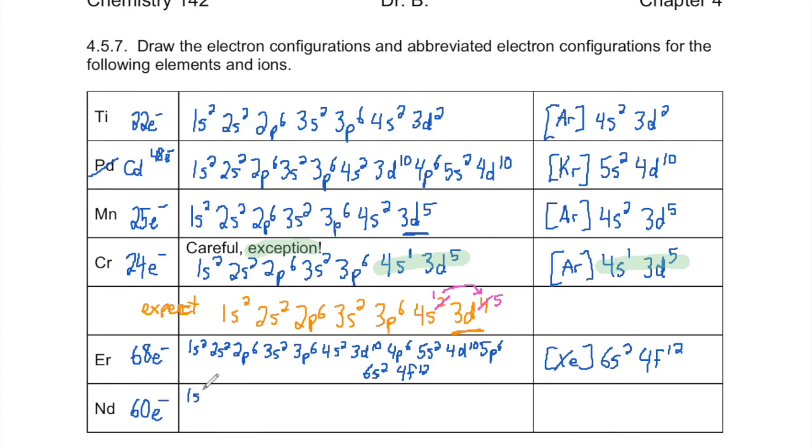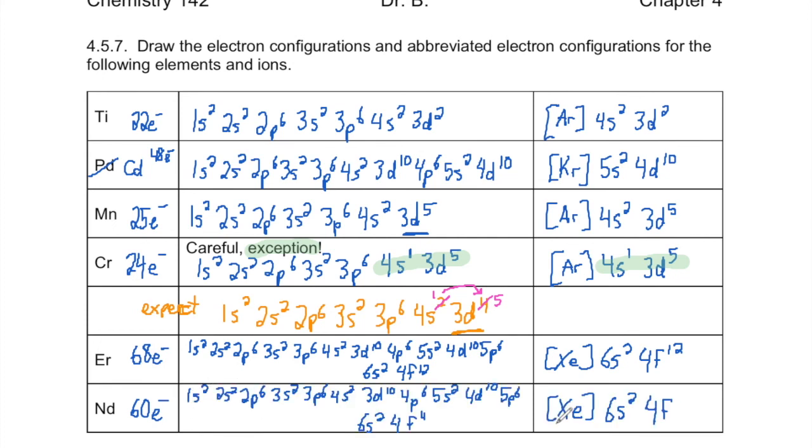And then for this one, it's similar. So for this element, we have the 54 of xenon plus 6 more, 2 going into the 6s and 4 going into the 4f orbital. So these lanthanide elements are filling up the 4f orbital. That's the section of the periodic table where they are located.